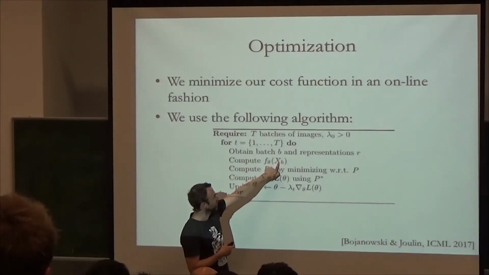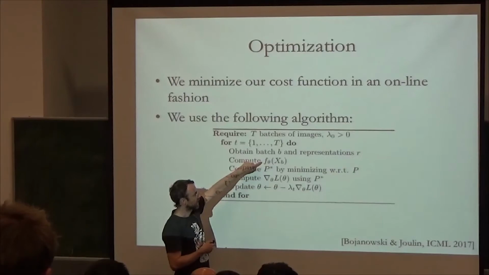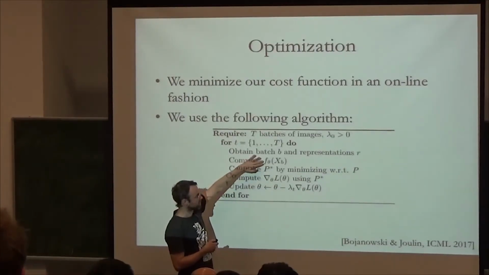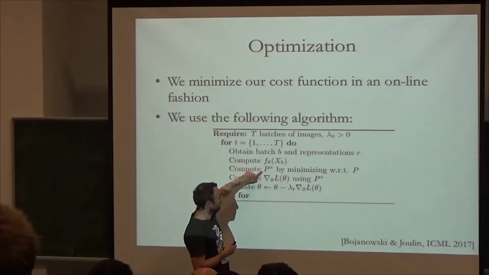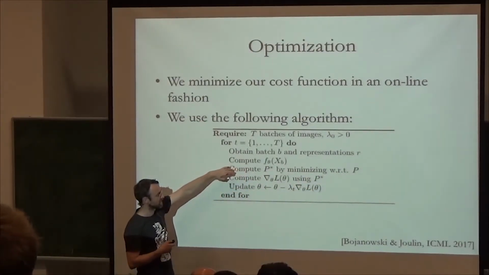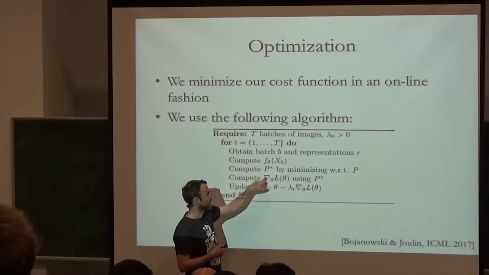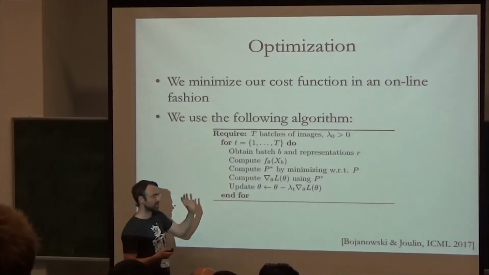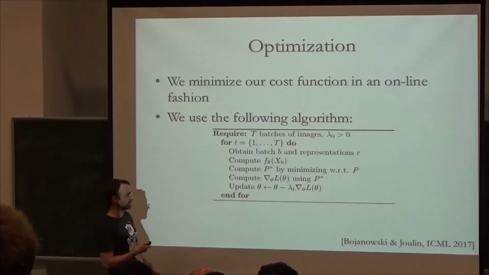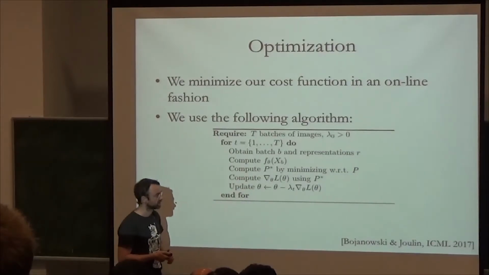You take your input example, you pass it through your deep net to get some features out. Then, given those, you figure out the optimal assignments, and I'll talk about how that works in a second. Once you've got the optimal assignments, you can go back and update the parameters in your deep net, in the representation you're learning. This is what these two lines do.